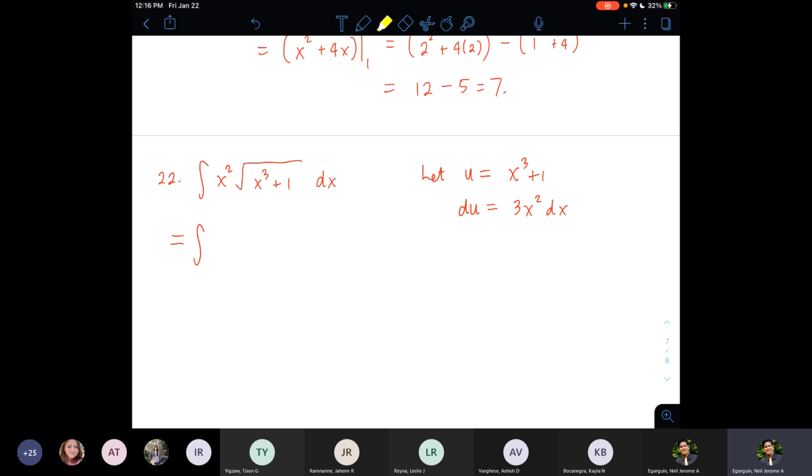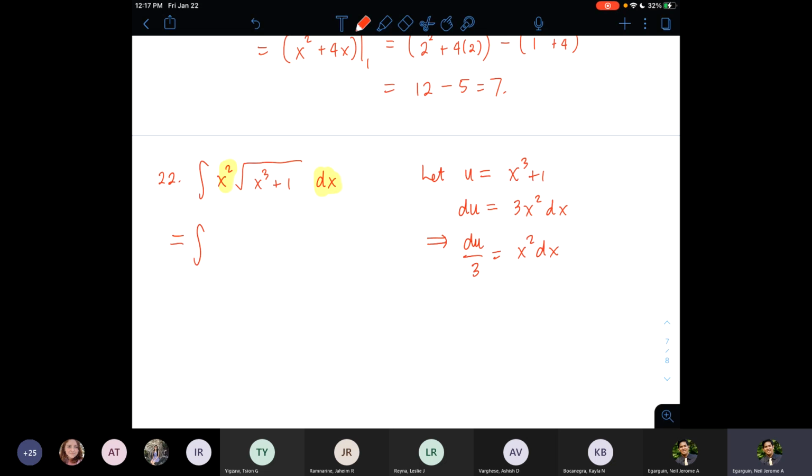So I already have an x squared here. I already have a dx here. What I'm missing is a factor 3, right? But missing constant factors can easily be dealt with because here I can divide both sides by 3. So I'll have du over 3 equals x squared dx. This means x squared dx can be replaced by du over 3.